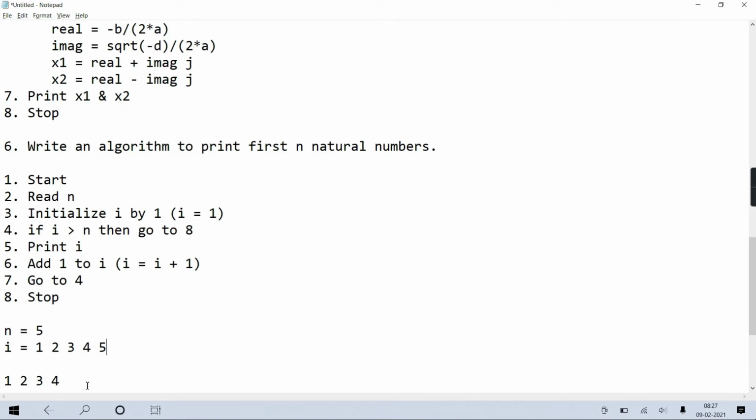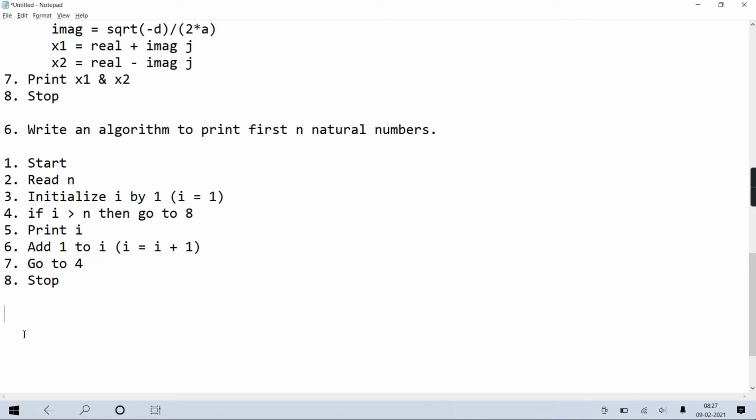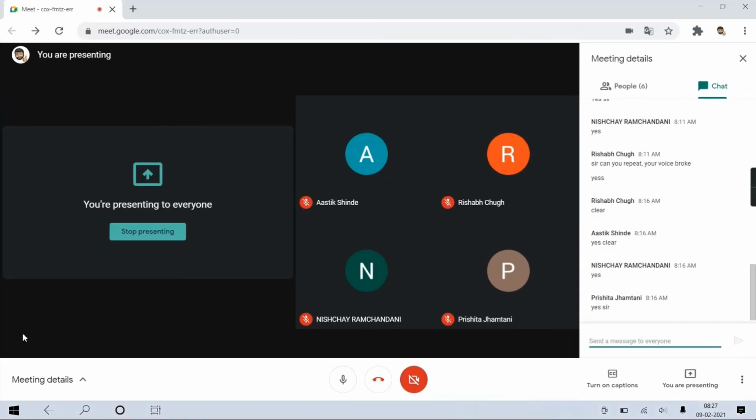Is 5 greater than 5? No. Print it, increment it, and again come to 4. But is 6 now greater than 5? Yes. Therefore go to 8, and 8 is stop. I hope you're understanding what I'm trying to say. Yes or no, all of you? So we are printing the first n natural numbers.